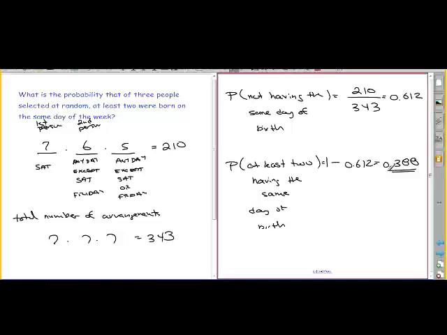You know, the long way of doing this is you could take a spreadsheet and write out all 343 possibilities, and then you could scan through and put a check mark when you see 2 people having the same birthday of the week. That would take a long time, because there are 133 different cases where that is. It's a lot easier to do it the way we did it, using the fundamental counting principle.